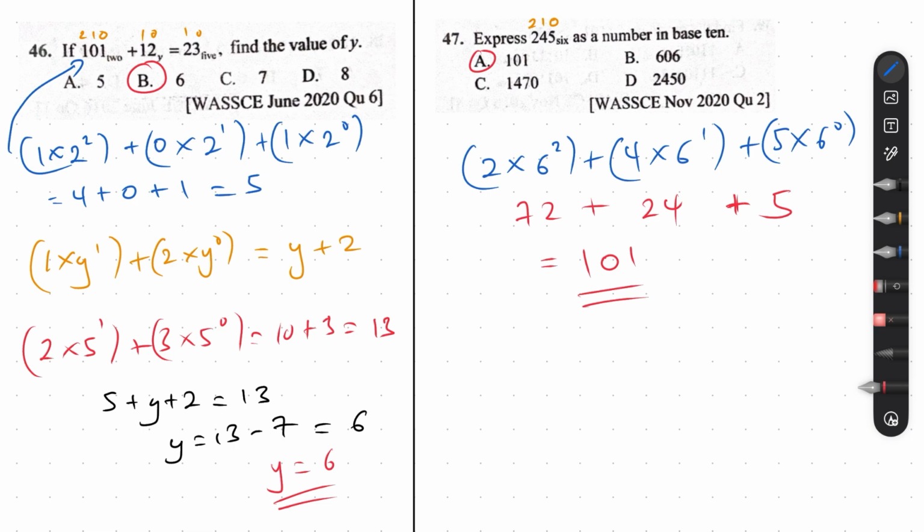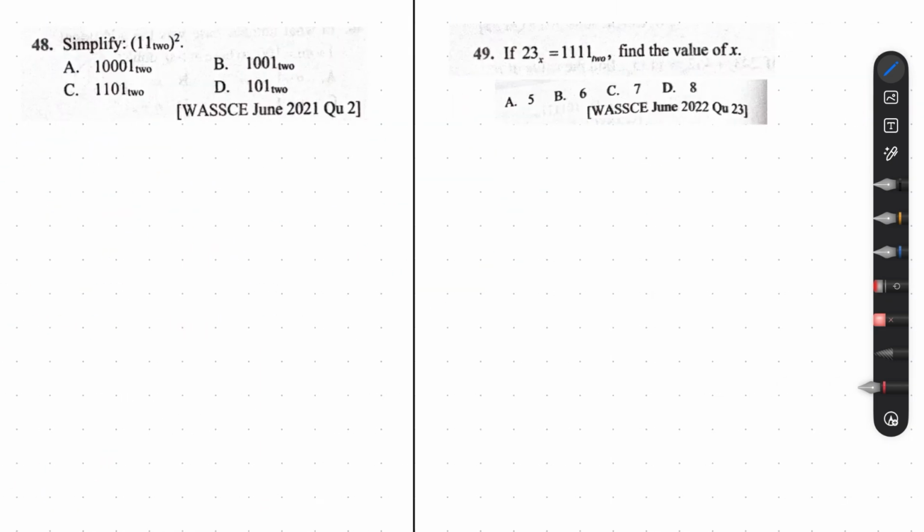Cool. Let's move on to question number 48. It says, simplify this expression. 1 base 2 squared. This simply means what? 1 base 2 times 1 base 2. We just need to multiply. What do we get? 1 by 1 is 1, 1 by 1 is 1. Then we move on to the next one. 1 by 1 is 1, 1 by 1 is 1.